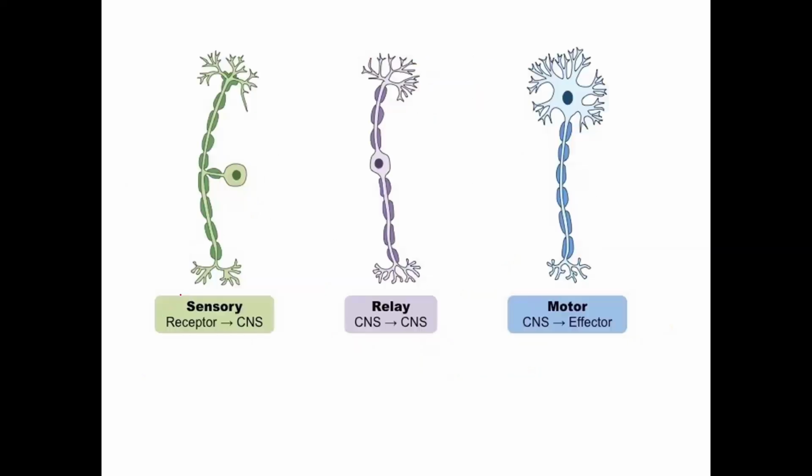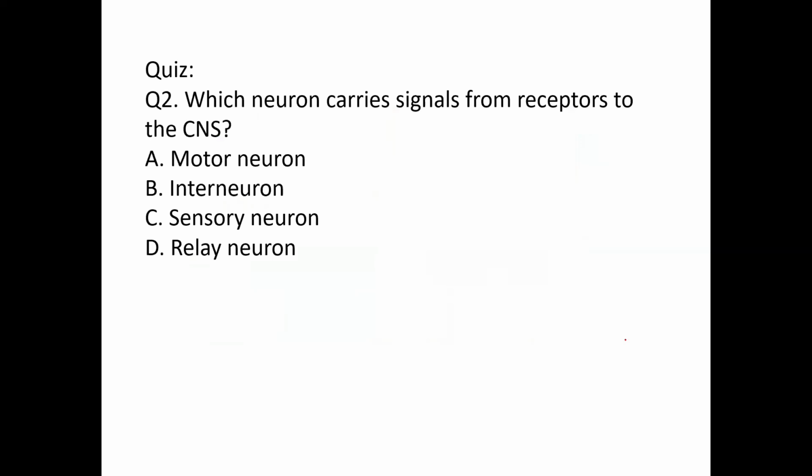Let's do its types. The structure of the sensory neuron looks like this. Relay neuron and the motor neuron. How do these neurons work? Sensory neurons transmit information from receptors to the central nervous system, whereas relay neurons link sensory and motor neurons, transmitting information within the central nervous system. And motor neuron obviously sends the command signals from the central nervous system to the effector muscle or effector.